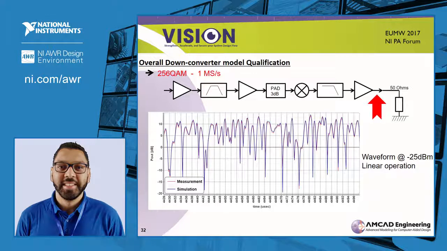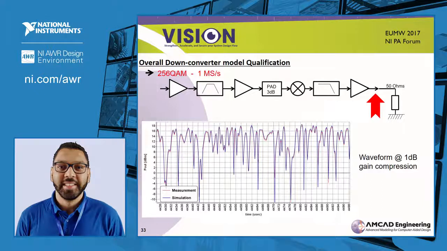Here we use a 256 QAM signal at 1 megasample per second. The graph shows a waveform at linear operation, and there is a good agreement between model and data. And we have also good results at 1 dB compression gain.